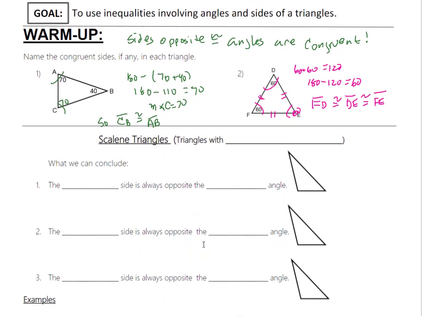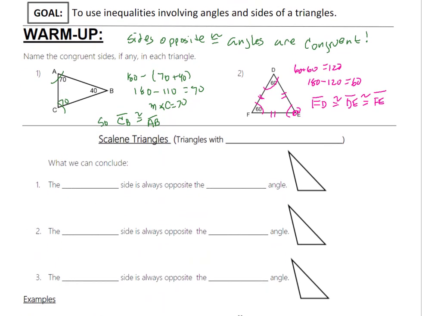So we can conclude from this that the shortest side is always opposite the smallest angle. The middle size side is always opposite the middle size angle. And the longest side is always opposite the largest angle.